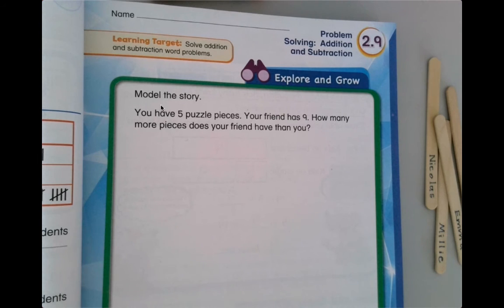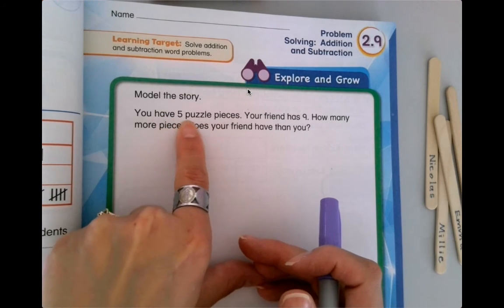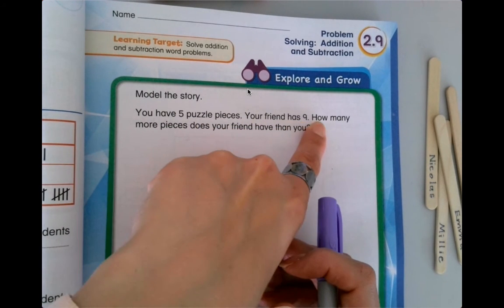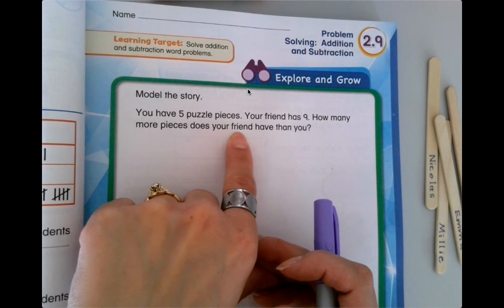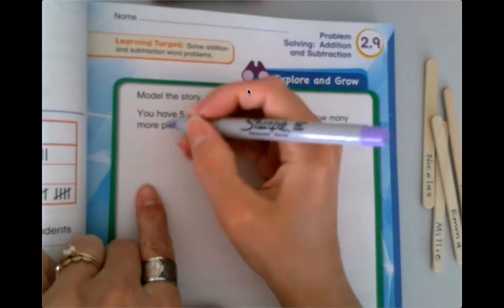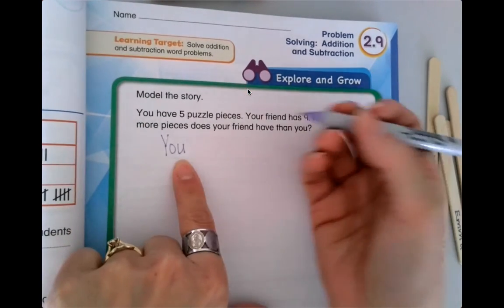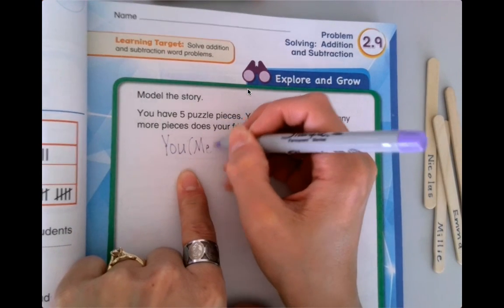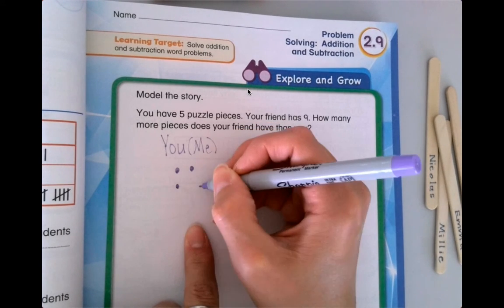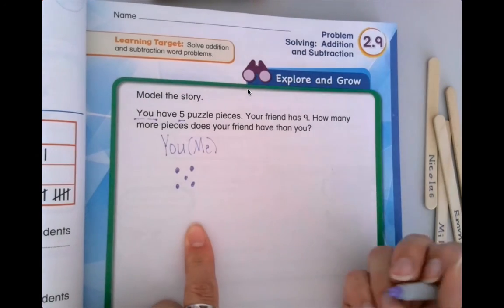It says, model the story. I'll use it up here. It says, you have 5 puzzle pieces. Your friend has 9. How many more pieces does your friend have than you? So I'm going to draw, you, or you could say me. And I have how many pieces? 1, 2, 3, 4, 5. You have 5. So I did that.